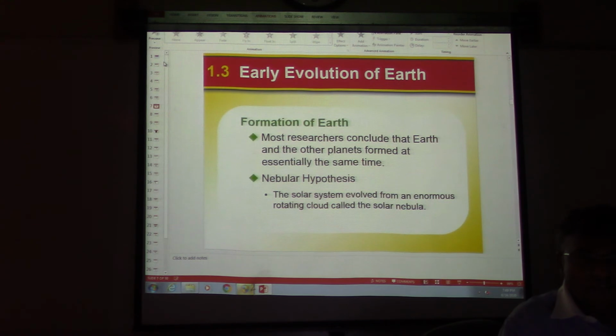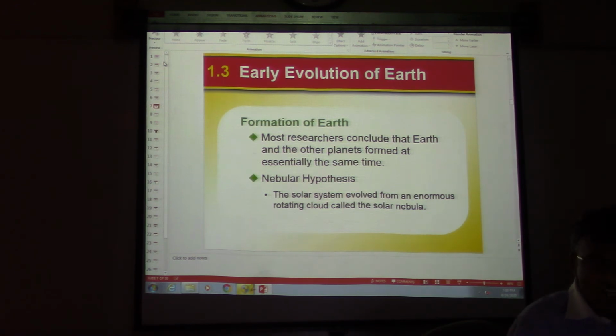Now, formation of the earth, how that happened. Most of the researchers conclude that the earth and the other planets were formed at essentially the same time. There are different theories. People believe in different ones. One is called the biblical approach, that's creationist: God created in 7 days. People who believe, they have their belief. Some people don't believe that. Some people are called evolutionists. They believe that the earth has evolved over time.